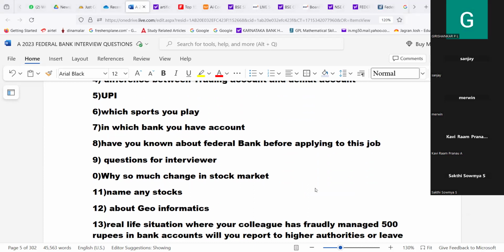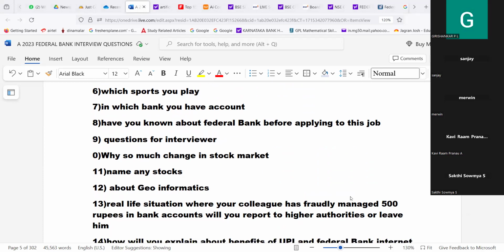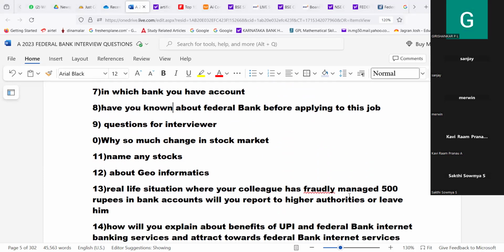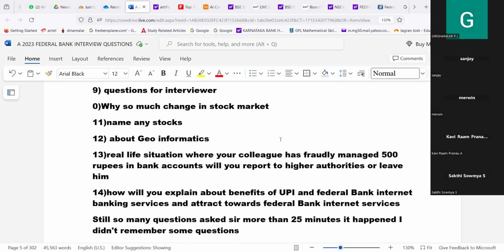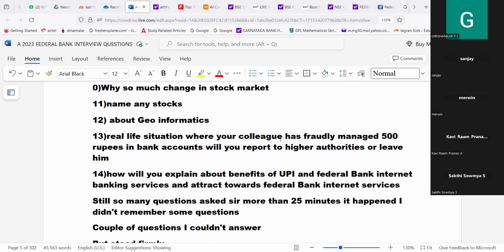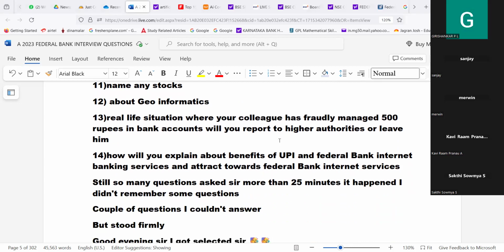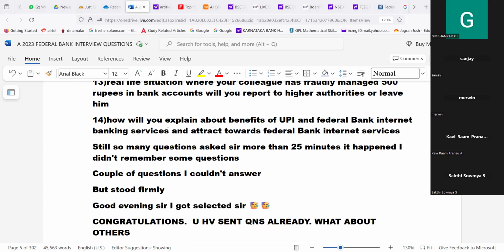Questions for interviewer. Why so much change in stock market? Name any stocks about geoinformatics. Real life situation where your colleague has fraudulently managed 500 rupees in bank account. Will you report to the higher authority or leave him? How will you explain about benefits of UPI and Federal Bank internet banking services and attract interest toward Federal Bank services?